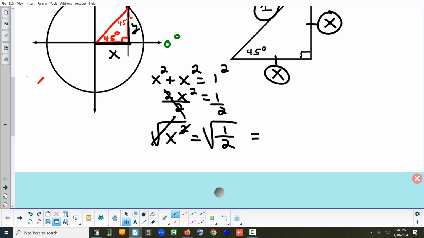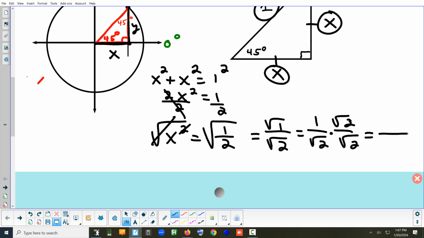When you take the square root of a fraction, you do the top and the bottom separately. So square root of 1 over square root of 2. Well, the top is okay. What's the square root of 1? It's 1. But when we look at the bottom, we can't take the square root of 2. It's not a perfect square. So how are we going to fix having that square root in the bottom? Multiply it by square root of 2 over square root of 2.